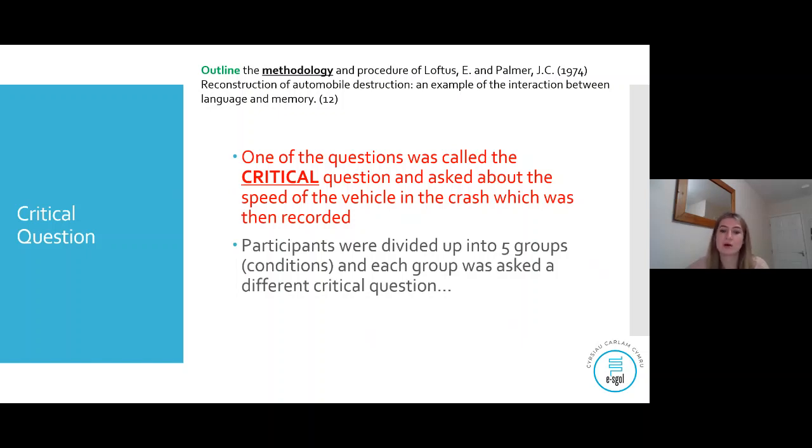On the questionnaire, there was something that she called a critical question, and it was the most important question that she used when she analysed her results. It asked about the speed of the vehicle in the crash, which was then recorded. So what speed in miles per hour do you think that car was travelling in the clip that you just watched? Participants are divided into 5 groups, so that's where our 5 conditions come in, and each group was asked a different critical question.